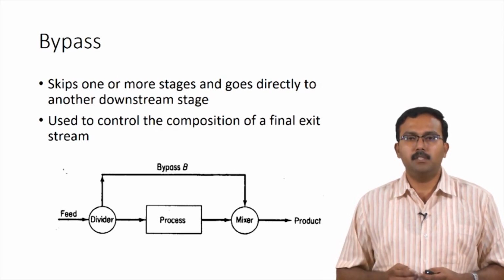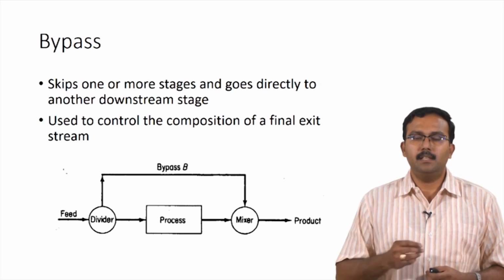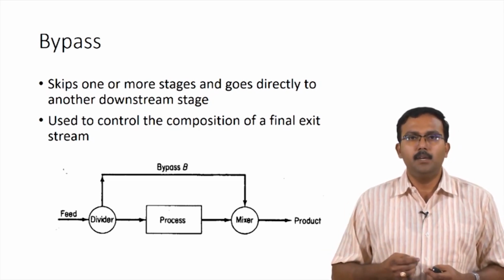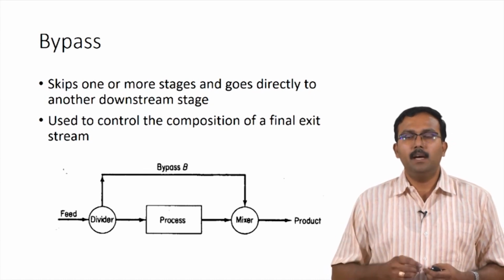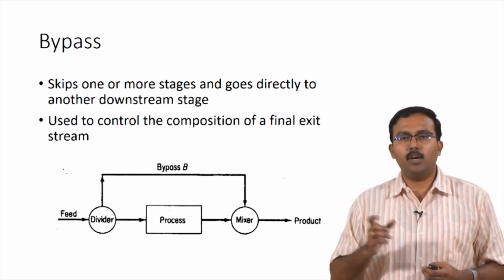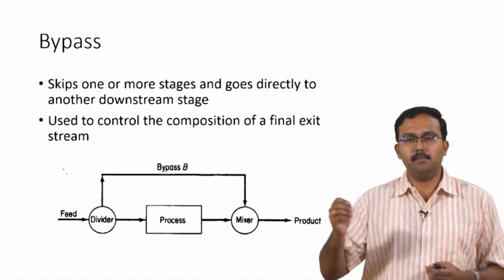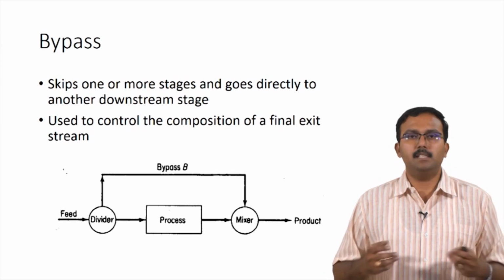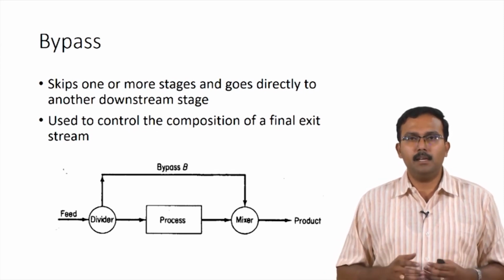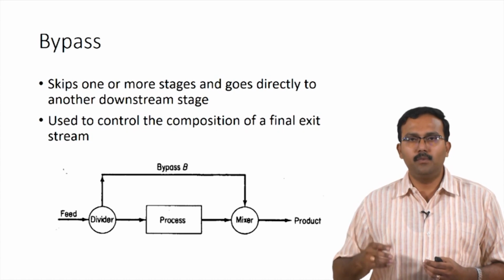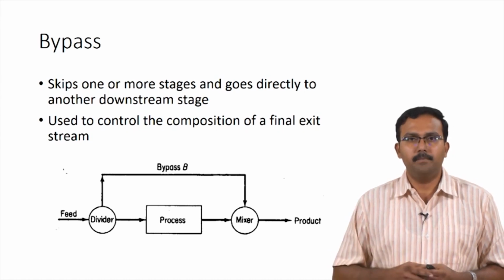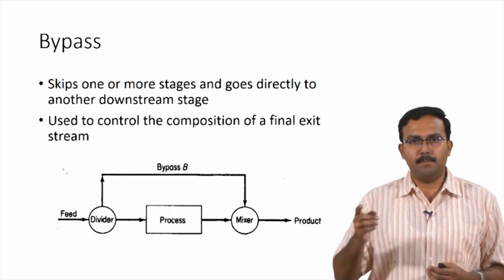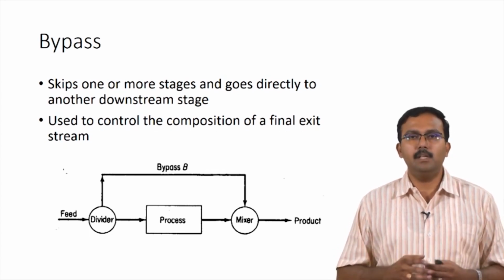If you look at the process shown here, there is a divider. It could either be a splitter or some kind of separator which takes out one stream and passes it across the particular step and then mixes it with the output of the process. This type of system is called a bypass system. It again has a stream which is flowing without accumulating. Just like recycle, you have a stream of components flowing in the bypass stream without accumulating during steady state.